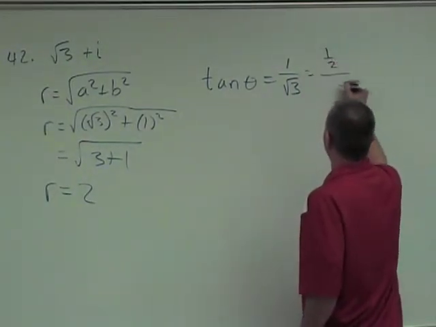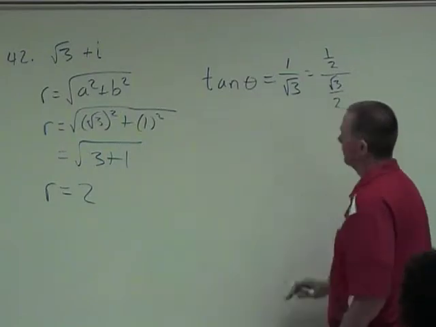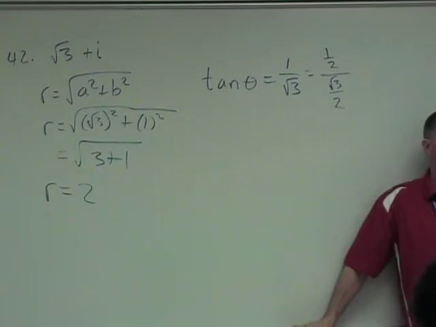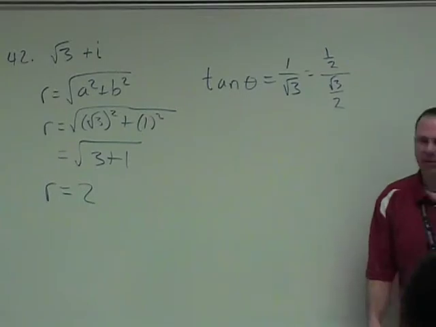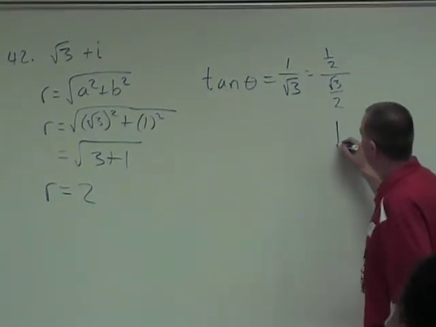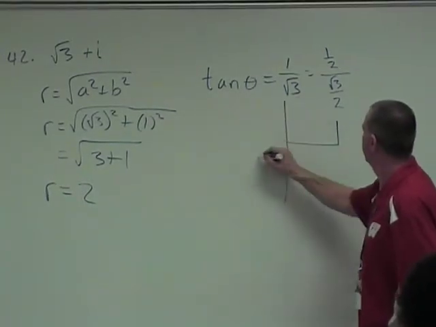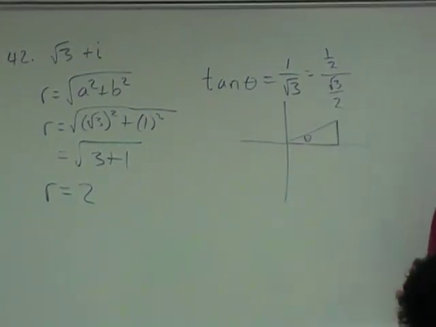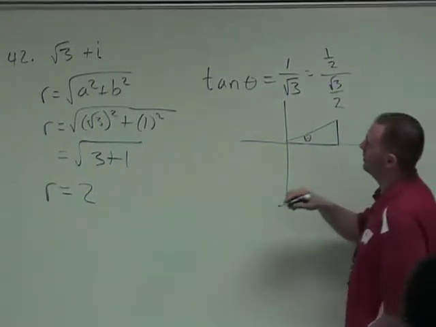What did I say to do? I said to replace those values with one of the 3 fractions. So your y value is the short leg now. The x value is the long leg. So what is theta? 30 degrees, which is pi over 6.